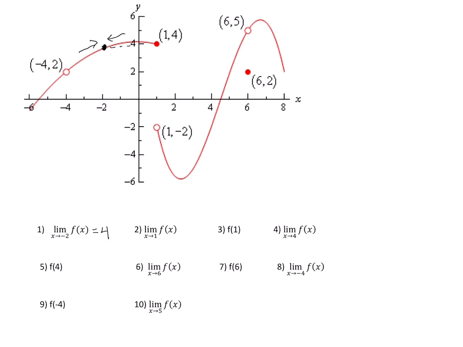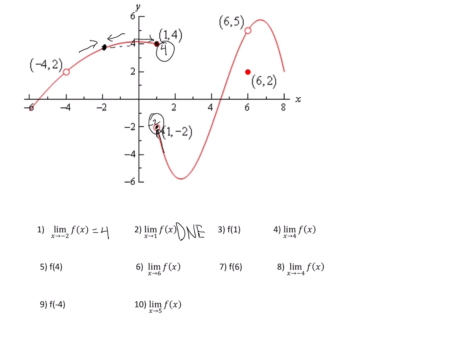Limit as x approaches 1 of f of x. On the left side, it approaches 4. But on the right side, or the positive side, it approaches negative 2. And it doesn't matter that this hole is here. It just approaches that value. So since the left limit doesn't equal the right limit, this one does not exist.